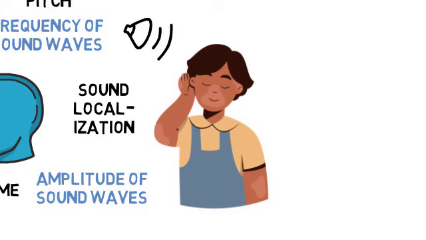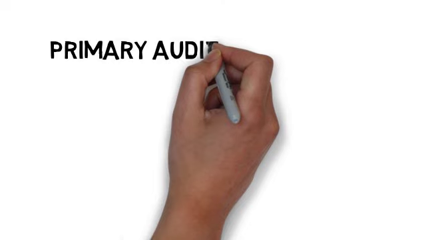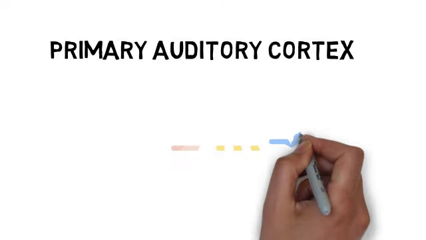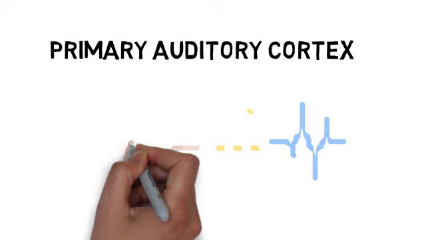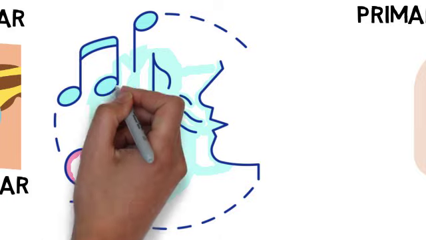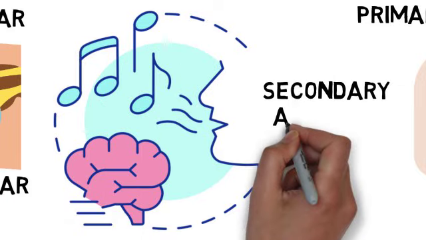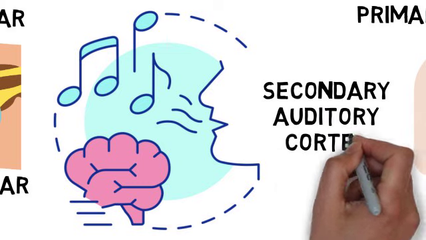The auditory cortex is specialized for different aspects of sound processing. For example, the primary auditory cortex processes basic features of sound such as pitch and volume. The secondary auditory cortex is involved in more complex processing, such as recognizing speech and music.